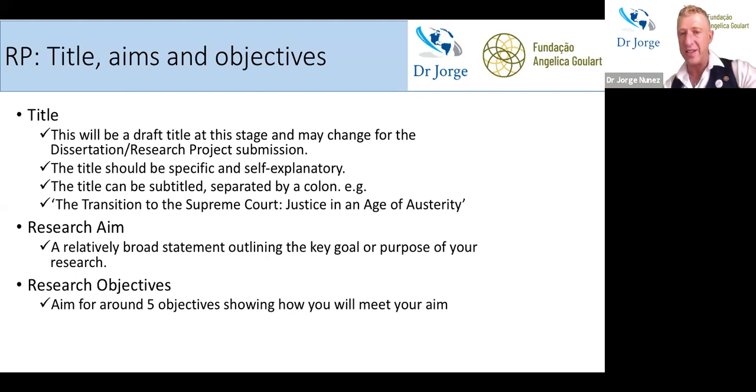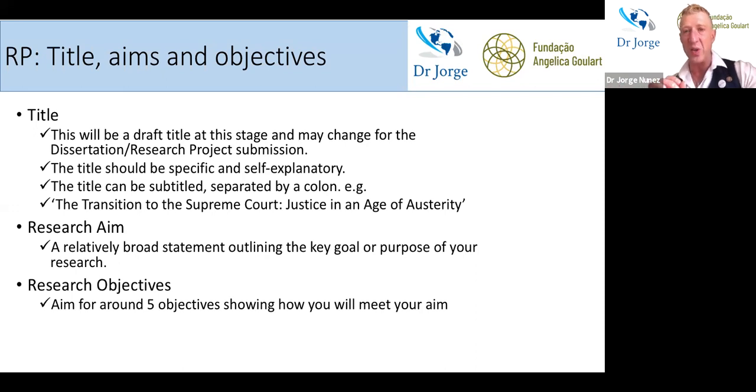And the other one, the subtitle, Justice in an Age of Austerity. What do we mean by Age of Austerity? Are we talking about the 70s and 80s in this country, in the UK? Are we talking about the current situation? Or are we talking about the 1930s, the worldwide crisis?